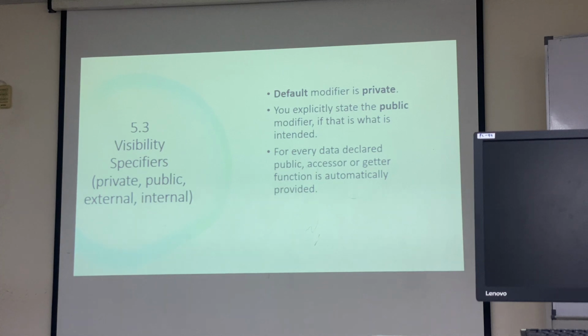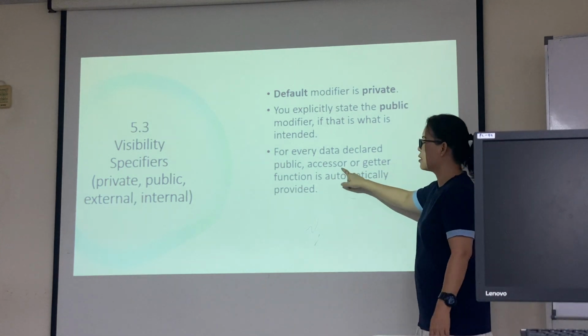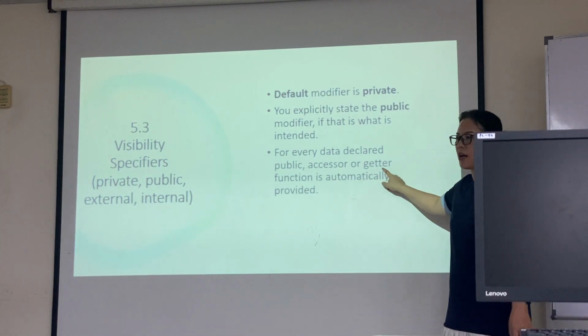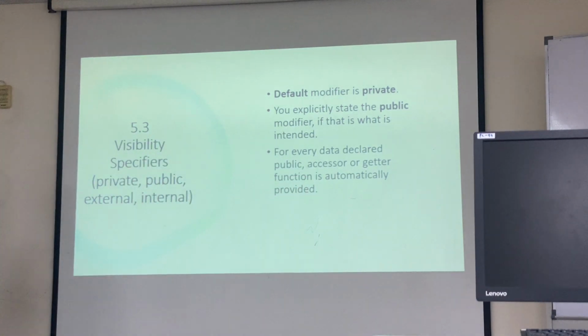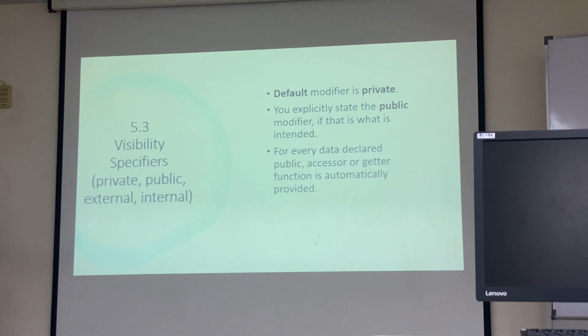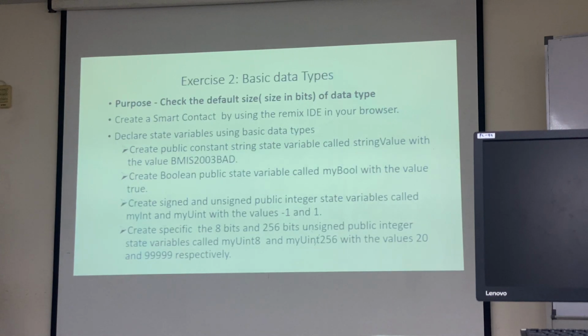So if you want to make it public, you must explicitly state that the modifier is public. When you declare it as public, the intention is that you can have an accessor. It means that you can have a getter function automatically. You can go and retrieve the data from the function or from the state variable. That is the thing.